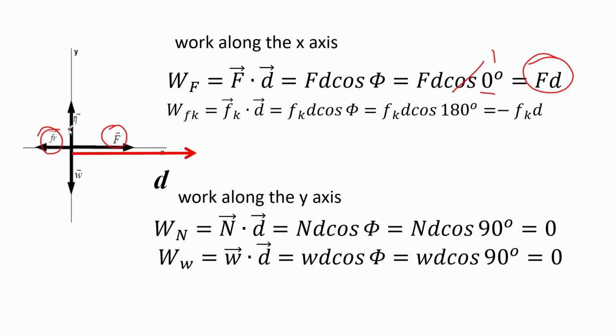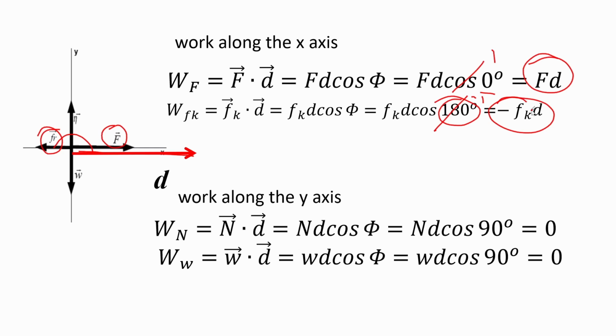The next one is friction. The friction is moving in the opposite direction. The angle between the displacement and the friction is 180 degrees. So the same expression, but instead of F, it's Fk dotted with D is equal to Fk d cosine phi. But the phi here is 180 degrees, and this gives you negative 1. So the answer is negative Fk d for the work done by friction.